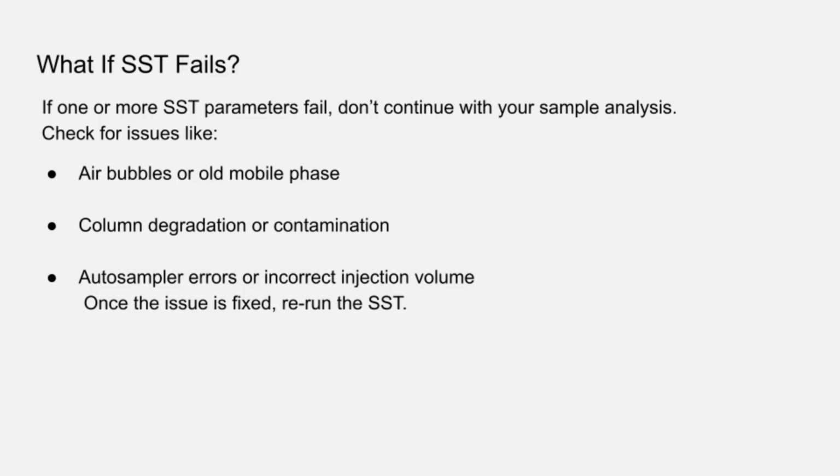Troubleshooting SST. If one or more SST parameters fail, do not continue with your sample analysis. Check for issues like air bubbles present in the system, usage of old mobile phase, column degradation or contamination, auto-sampler error, or incorrect injection volume. Once the issue is fixed, rerun the SST parameters. Document everything. Running SST before every batch or sequence is a required process.